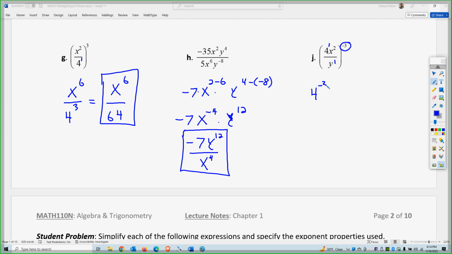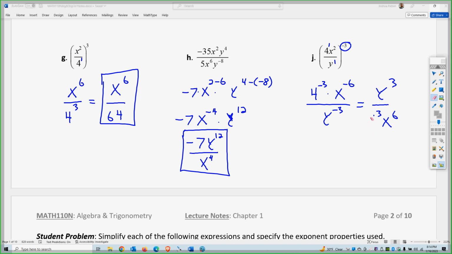So this is 4 to the -3 times x to the -6, and then y to the -3. Okay, so we can flip everything now. So I have y to the 3rd over 4 to the 3rd, x to the 6th. So I did the negative exponent rule.